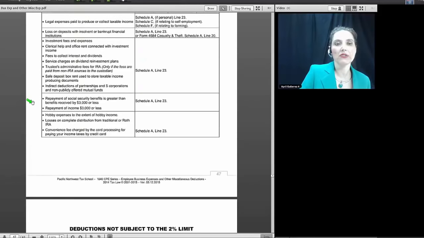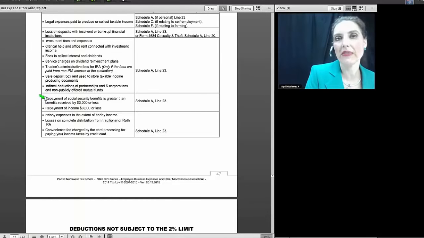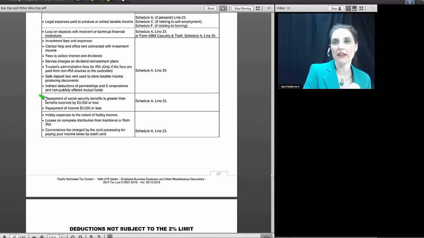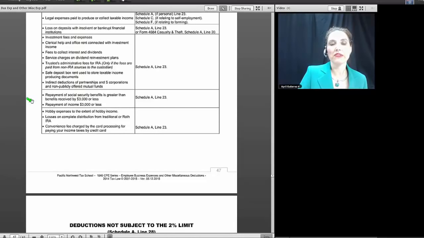Then we have repayment of Social Security benefits that is more than $3,000, and repayment of income. We have repayment of Social Security benefits that is greater than the benefits you received, but less than $3,000 out of pocket for the year. So if the Social Security benefits you have coming in for the year are 10 and you repaid 12, then you'd be net out of pocket 2, and that would be deductible subject to a 2% limit. But if you received 10 in for the year and you paid back 15, then you'd be out of pocket 5, and you would be allowed to deduct that not subject to the 2% limit. And a repayment of income of $3,000 or less is deducted on Schedule A, line 23, subject to the 2% limit.